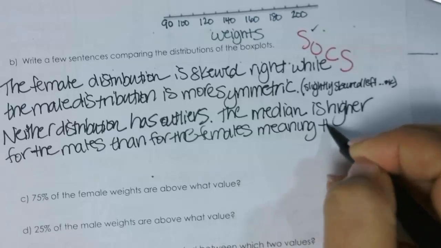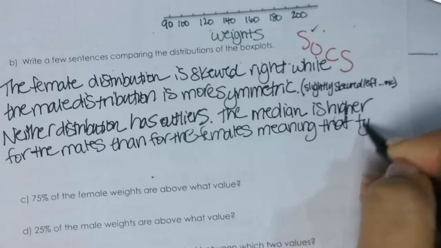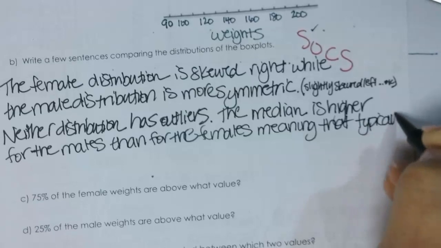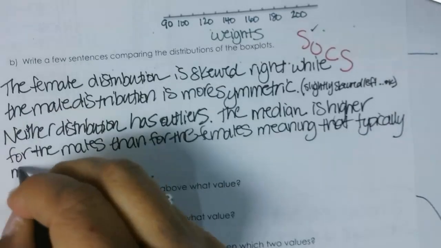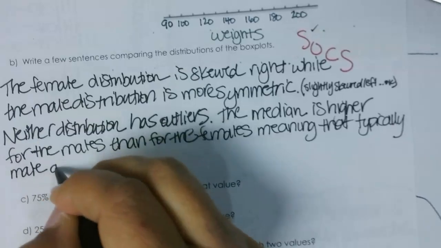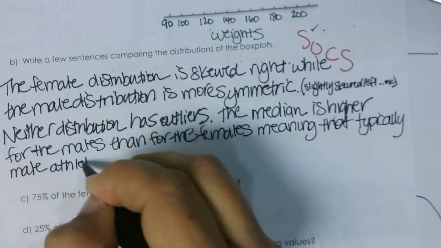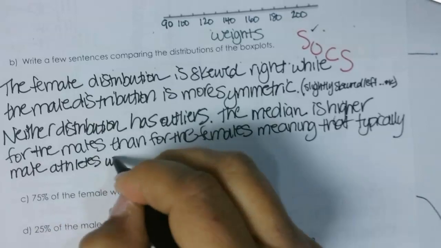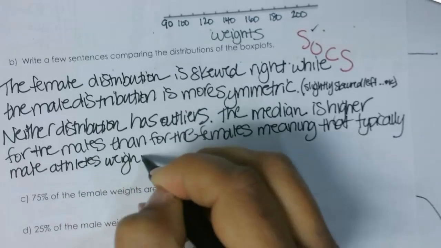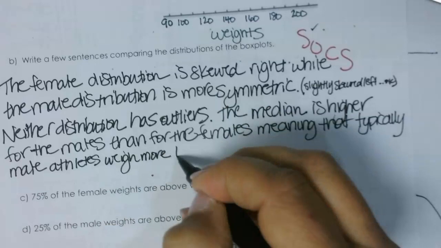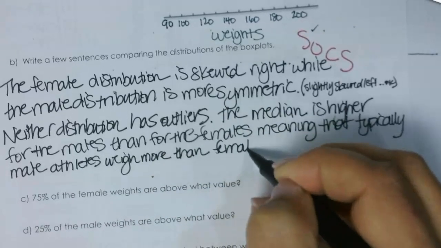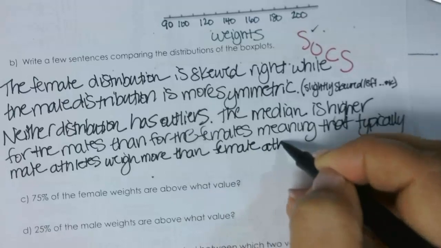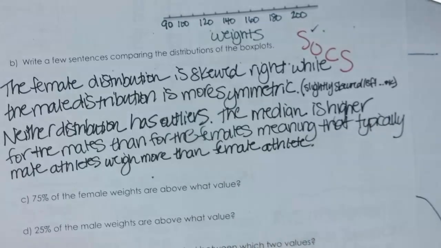And that means that typically male athletes weigh more than female athletes. Again, that's not always true, but that's just typically speaking because of where we see the center. Okay.